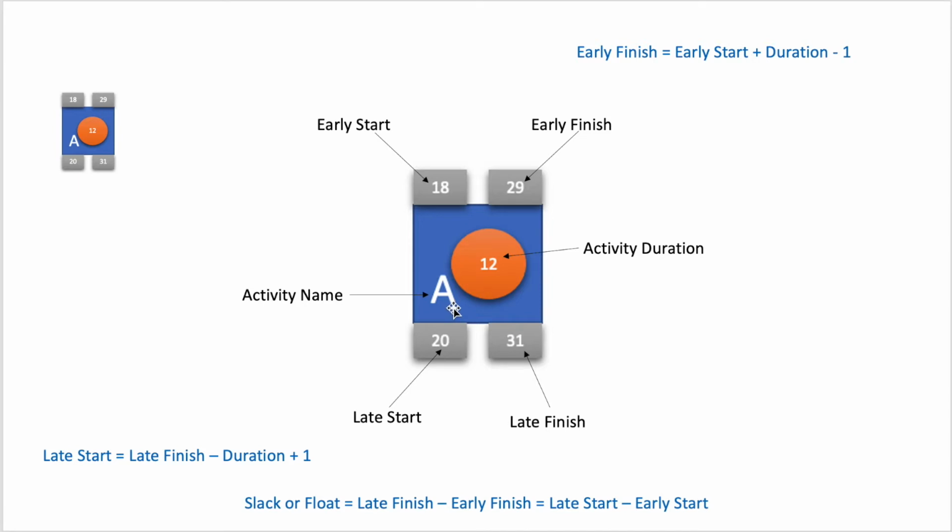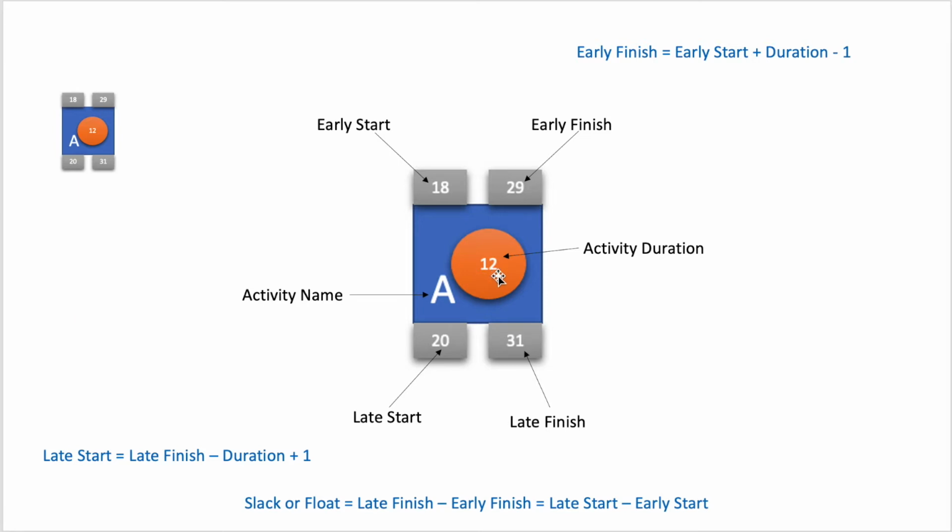Now here, I will represent a rectangle as the activity. Now the activity will have a name which I will state here at this place. So A is the name of the activity of this particular rectangle that I have represented. Now every activity needs to have a duration, that is the time it will take to conduct that activity. So we will represent the duration in this orange circle where I will write the number. The 12 here means that this activity is going to take 12 days time.